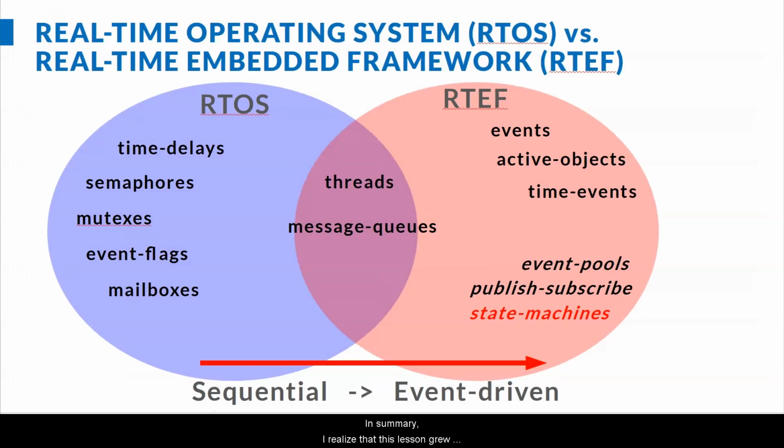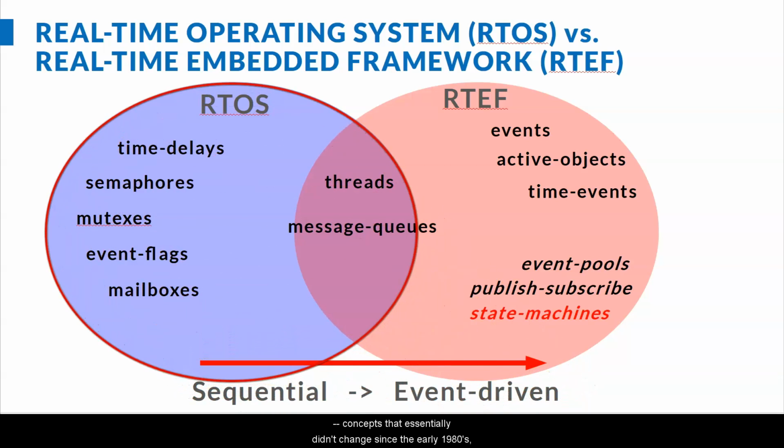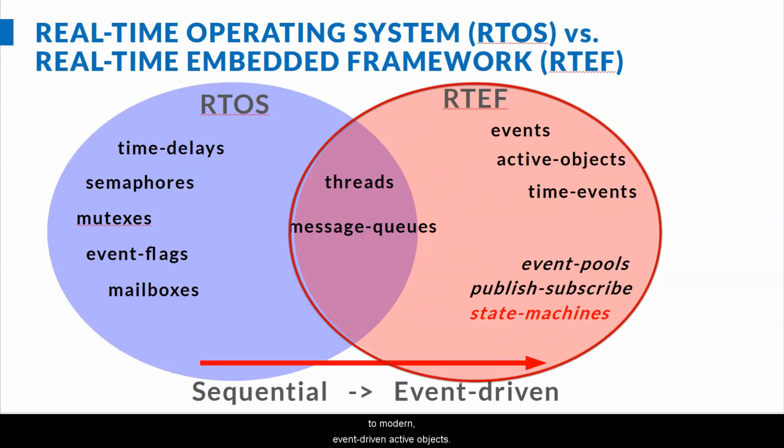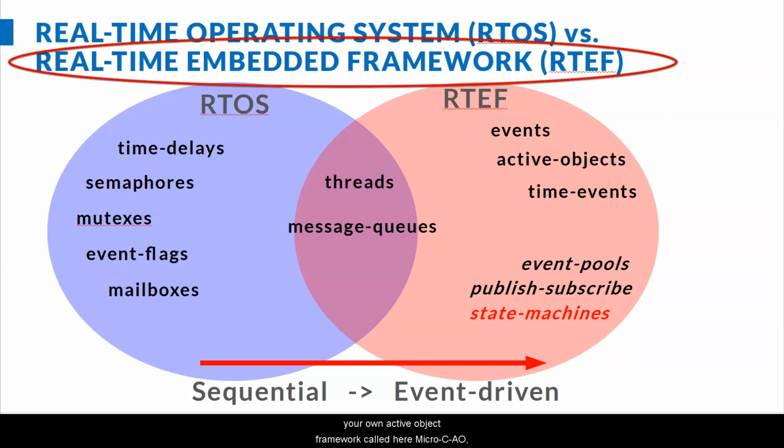In summary, I realize that this lesson grew to be a little longer than usual, but really a lot happened today. You experienced nothing short of a paradigm shift from traditional sequential programming within RTOS, concepts that essentially didn't change since the early 1980s, to modern event-driven active objects. Not only this, you actually started to build your own active object framework called here microcao, which is very different from an RTOS because it is based on inversion of control.